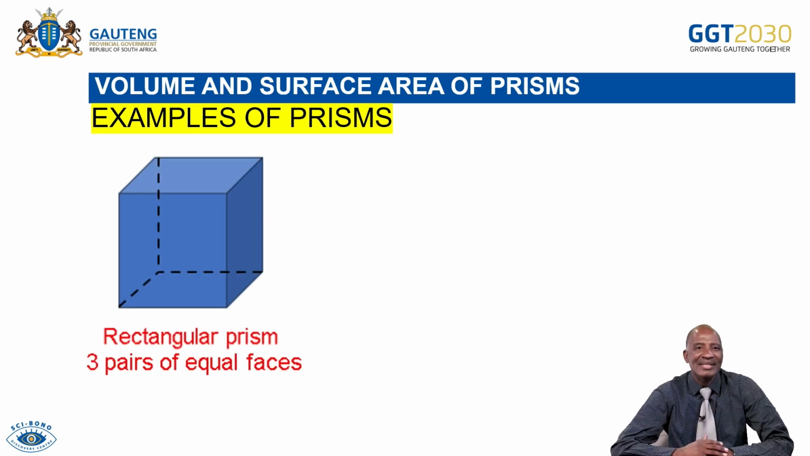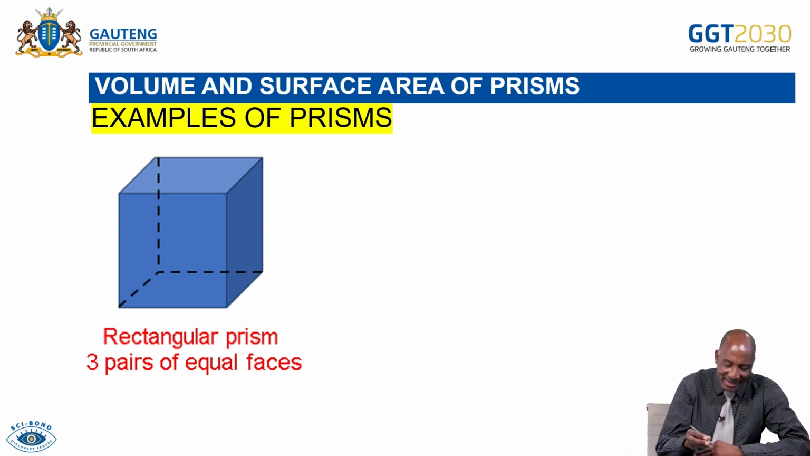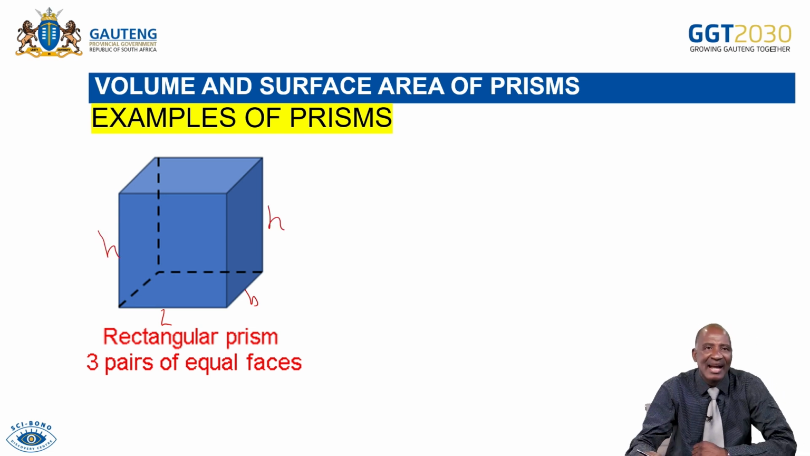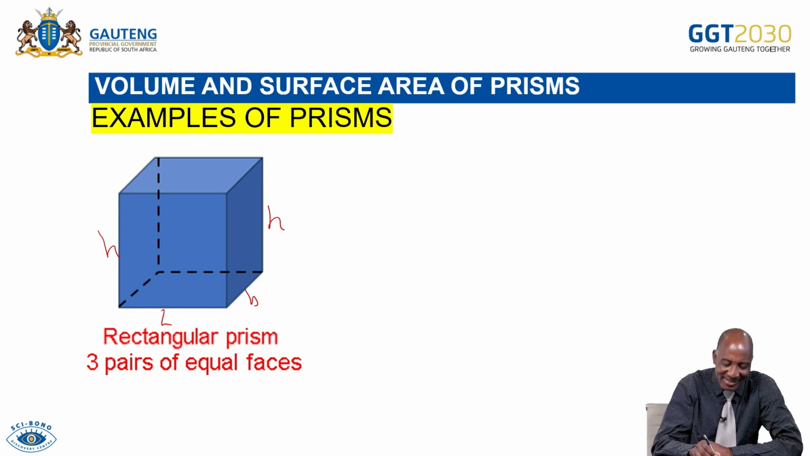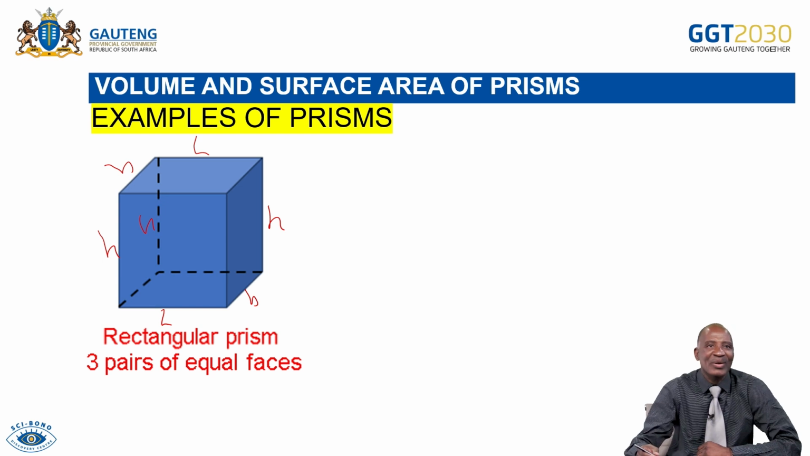The first one is a rectangular prism which has 3 pairs of equal faces. When you look at it right now, we can see there is a length, breadth, and height. This is our length, this is our breadth, and this is our height of the prism, which can also be written on that other side, the height. If you continue labeling all sides, you will find that this is still L, and this is our B for breadth, and then this is our height H in that broken line.